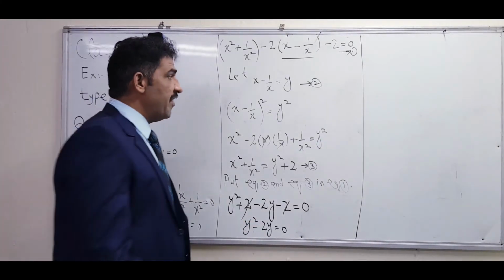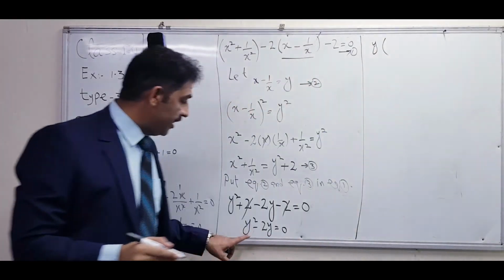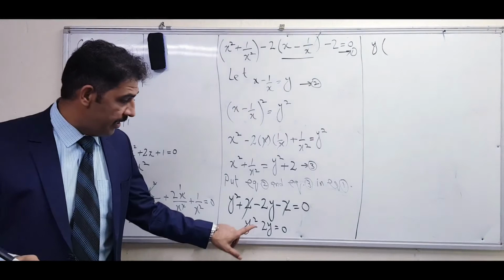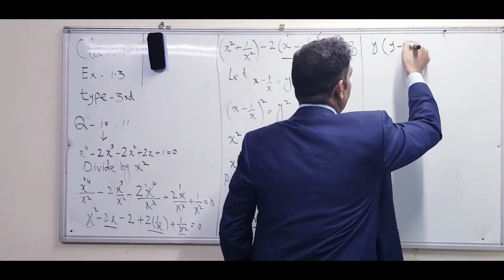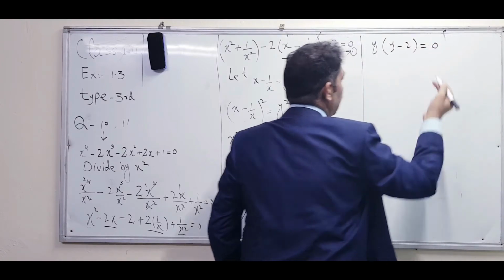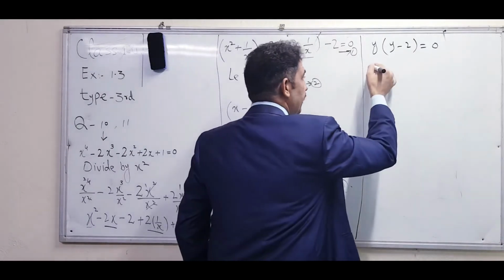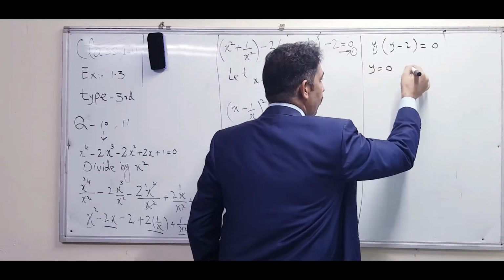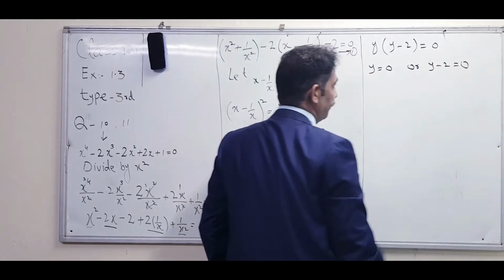Good. We will take common. What will we take common? y is taken common. So what's remaining here? y minus 2. Good. There are two possibilities. What are the two possibilities? First, y is equal to 0 or y minus 2 is equal to 0.